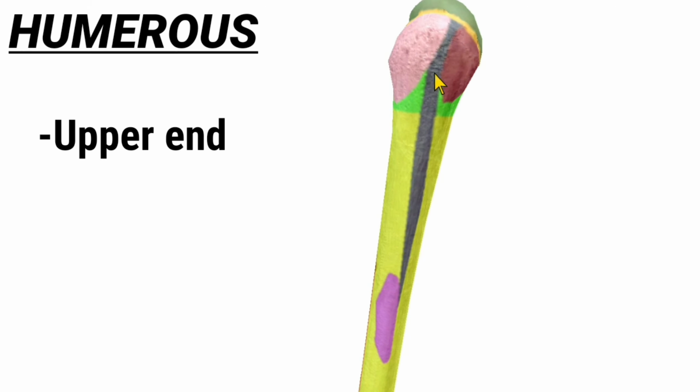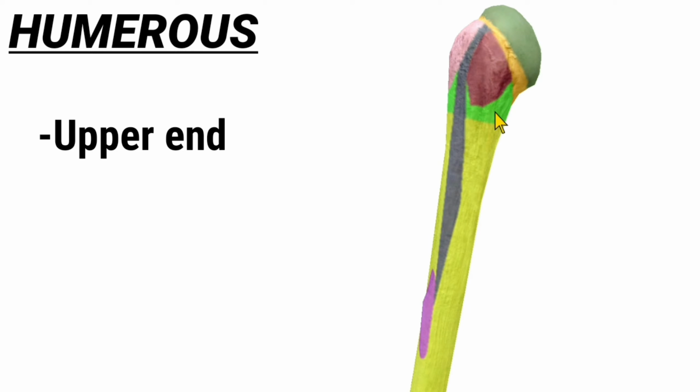And then there is a sulcus called the intertubercular sulcus, also called bicipital groove, between the lesser tubercle and greater tubercle. And the line that separates the upper end from the shaft is called the surgical neck of the humerus. Here this is the surgical neck of the humerus, whereas this is the anatomical neck of the humerus.